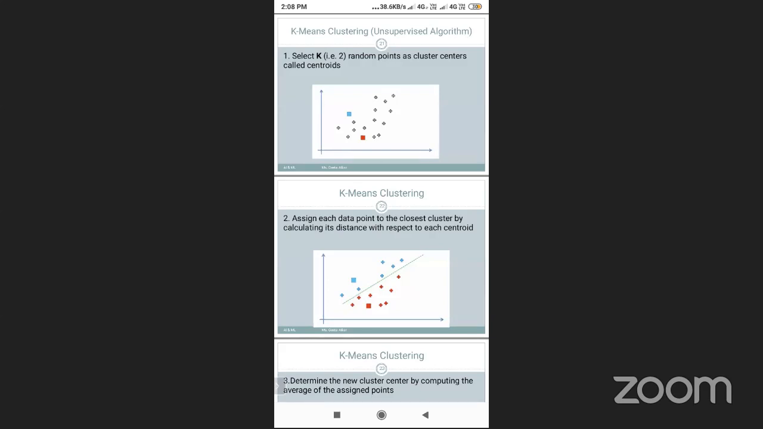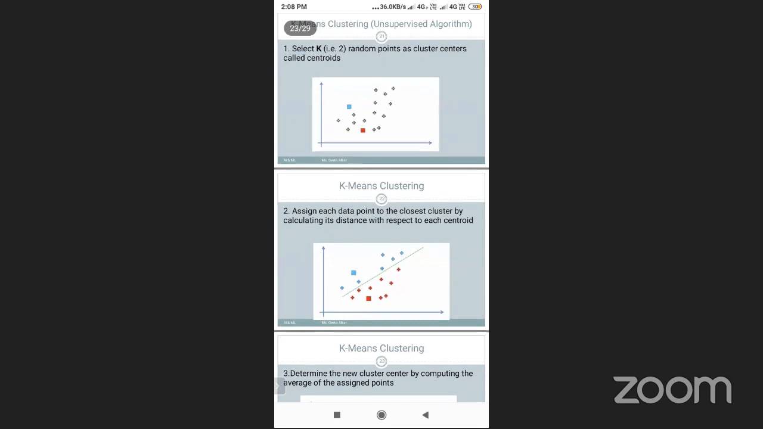So now here in the second step, what you are seeing is that some points are towards the blue centroid and some points are towards the red centroid. These blue points are at minimum distance from the blue centroid, and this red point is at minimum distance from the red centroid. This is done automatically by using the distance formula.